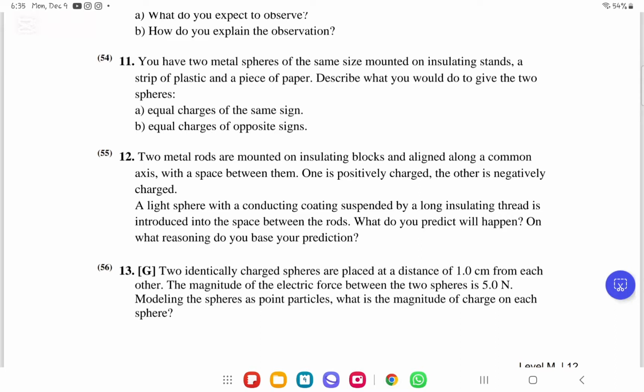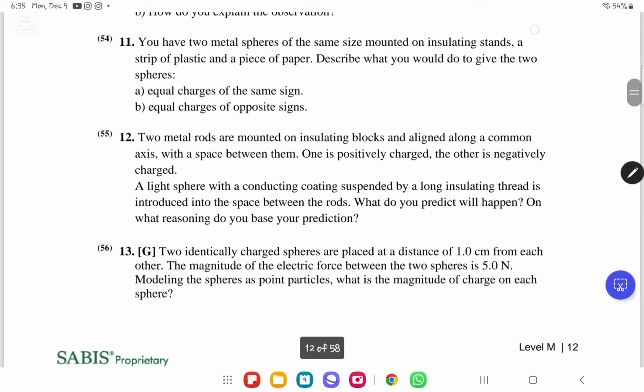But if they want equal charges of opposite signs, you put the two balls next to each other and they have to be touching each other. Then you get the negatively charged plastic strip and touch one of the balls. There will be a slight moment in which this ball becomes negative by conduction, and then the other ball will become positive because of polarization. And that is how you get equal charges of opposite signs.